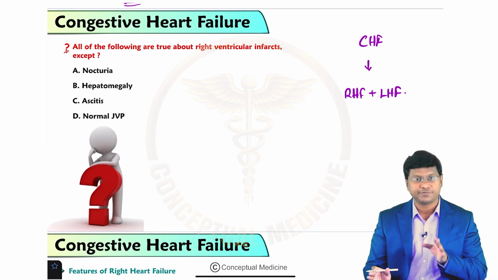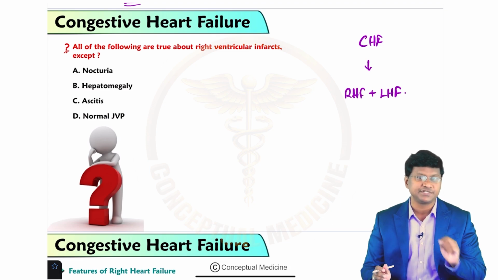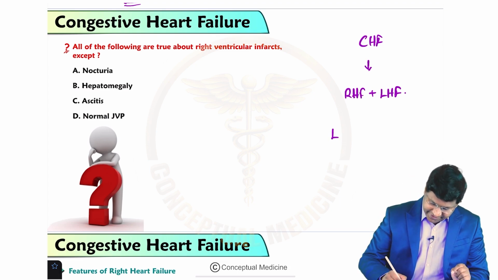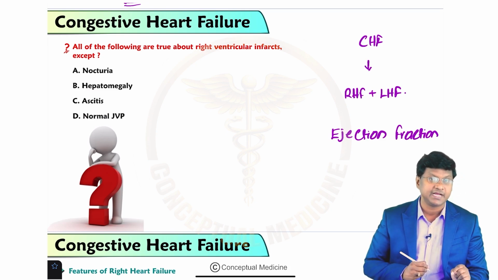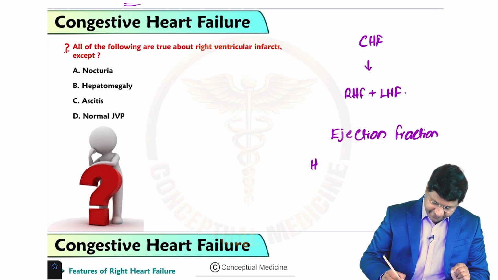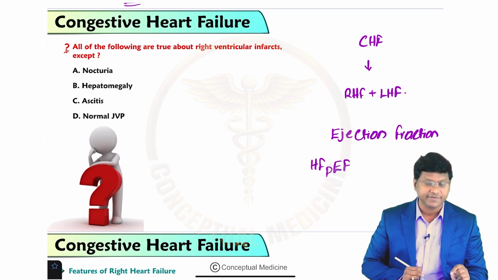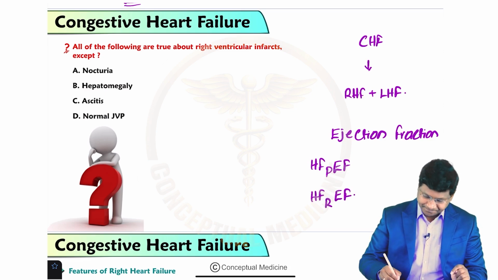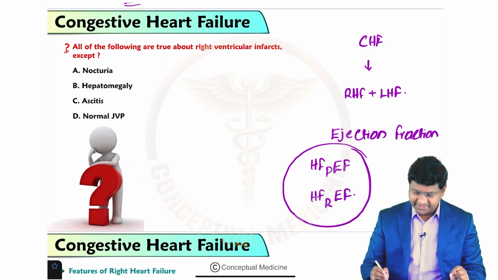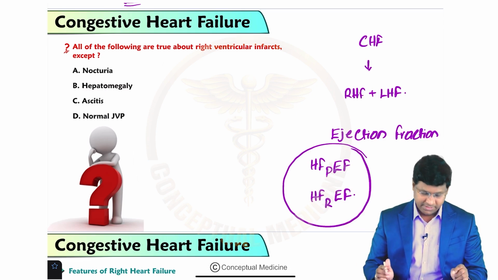Presently, the classification of heart failure is based on the ejection fraction, which tells you about the contractility of the heart. So, based on ejection fraction, we classify heart failure as HFpEF, that is heart failure with preserved ejection fraction, and HFrEF, that is heart failure with reduced ejection fraction. So, this is how we classify heart failure, that is HFpEF and HFrEF.